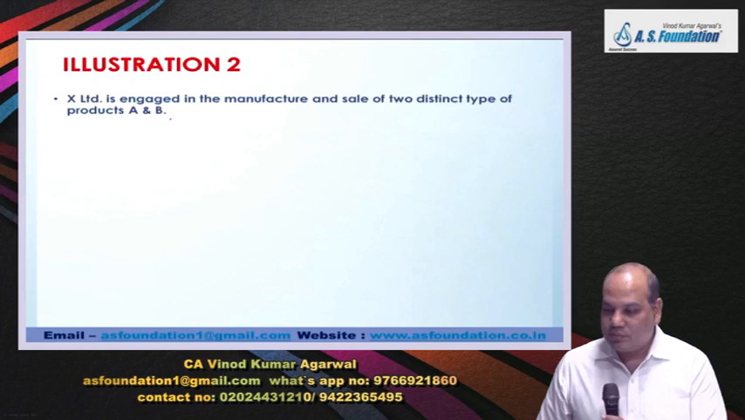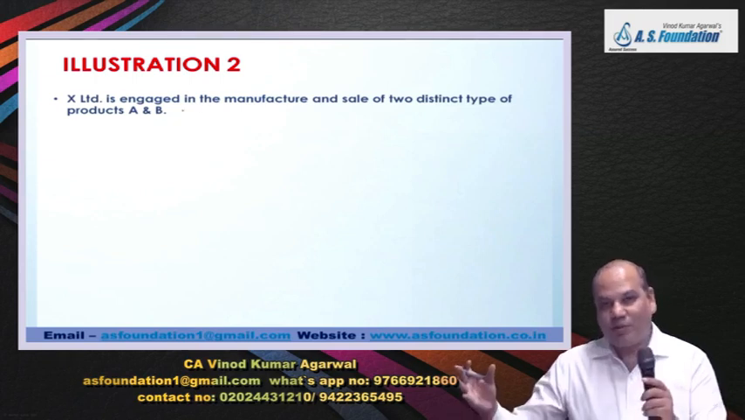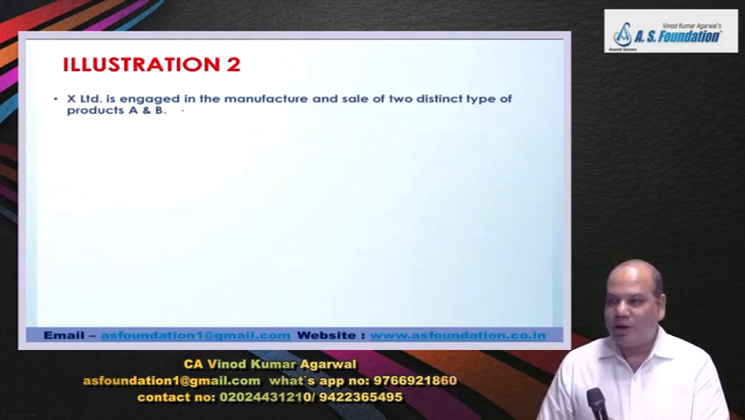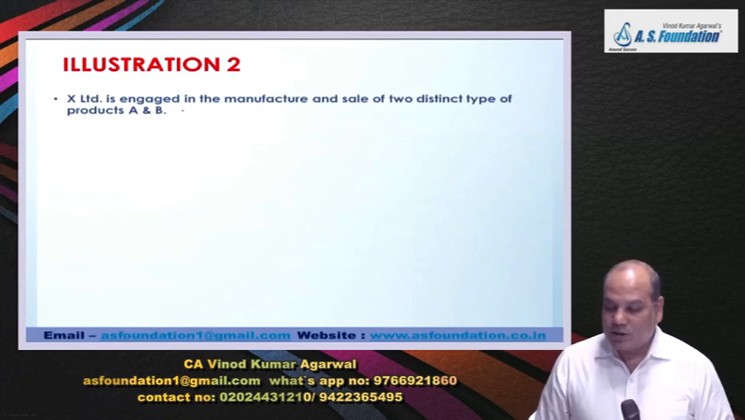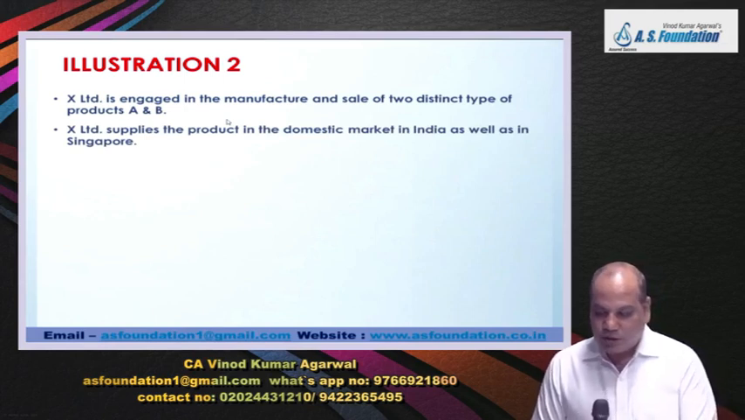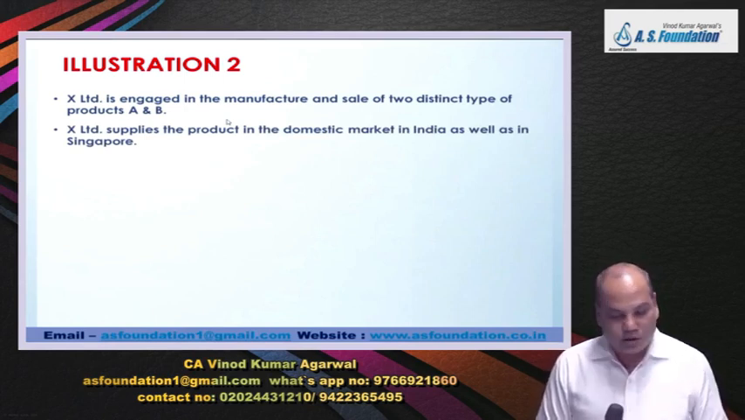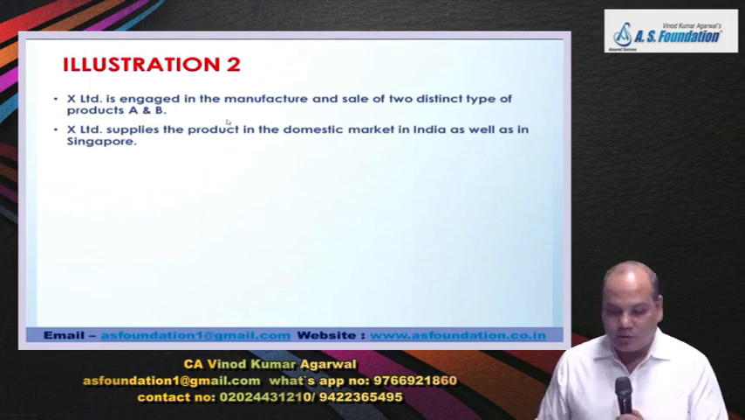Next question. A detailed answer you will read there. Okay, they have given a detailed explanation. Lot of paragraphs of this standard they have quoted. Question number 2. X Limited is engaged in the manufacture and sale of 2 distinct type of product A and B. X Limited supplies the product in the domestic market in India as well as in Singapore.